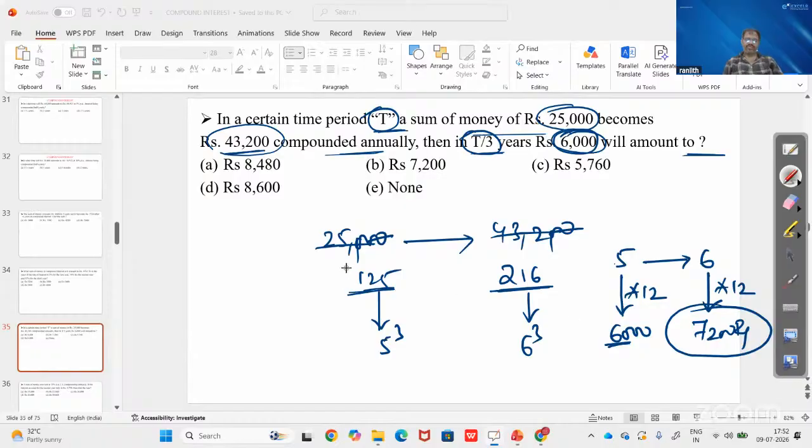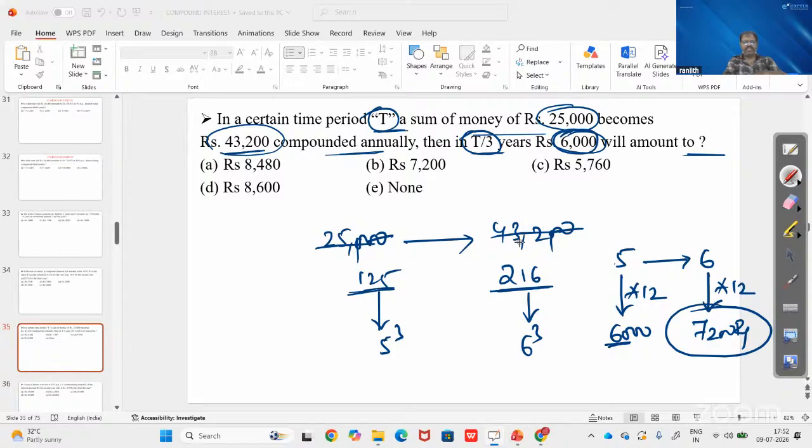So initially 25,000, finally 43,200 with the T sum. So we are doing T by 3 sum. So if I cancel, we are getting 125 and 216. 125 and 216 will be equal to 5 cube and 6 cube. We are investing 5 rupees. I'm getting 6 rupees with the T by 3 sum where principal equal to 6,000.